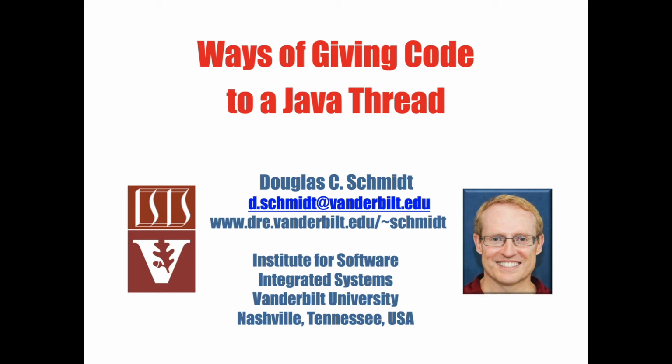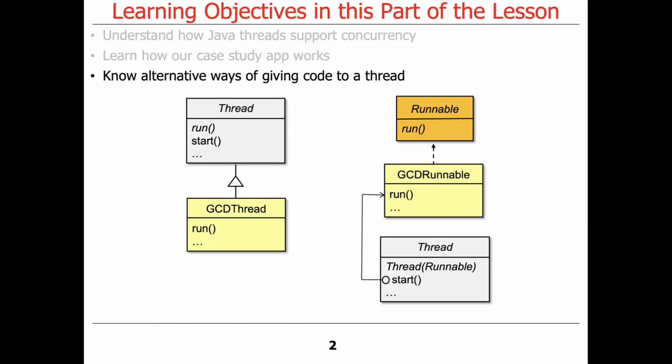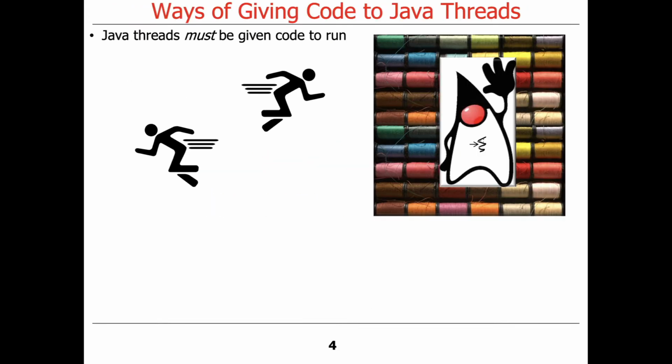Now that you've got a chance to get a feeling for the case study example of Java threads, let's start taking a look at some of the things we kind of glossed over a little bit as we were going through the example. And we'll start by talking about ways of giving code to a Java thread. And as you'll see, there's a couple different ways to do this.